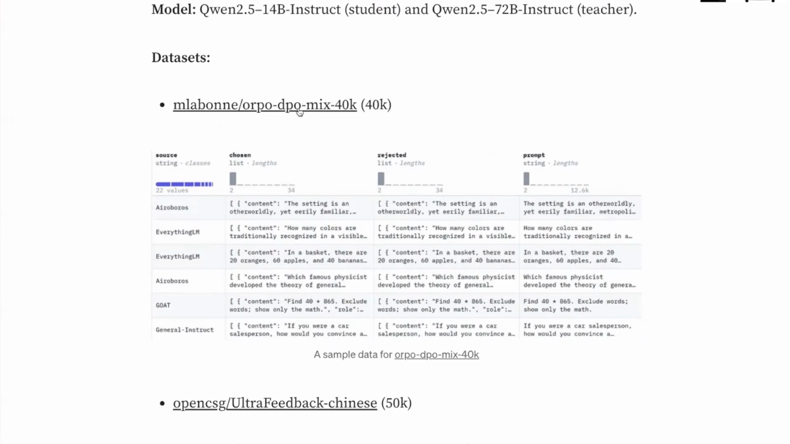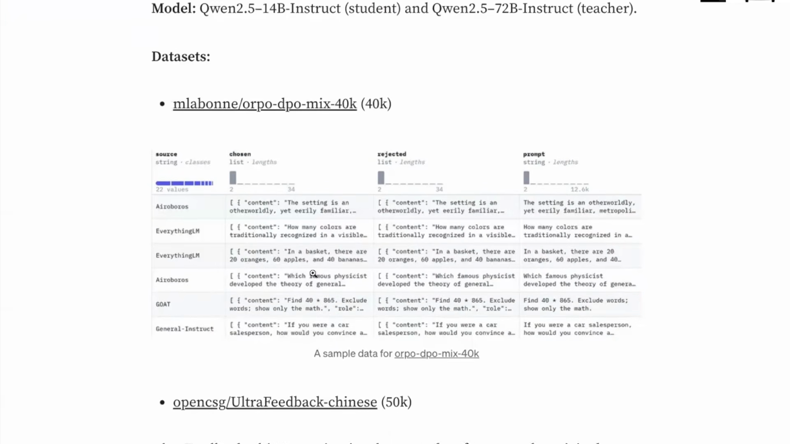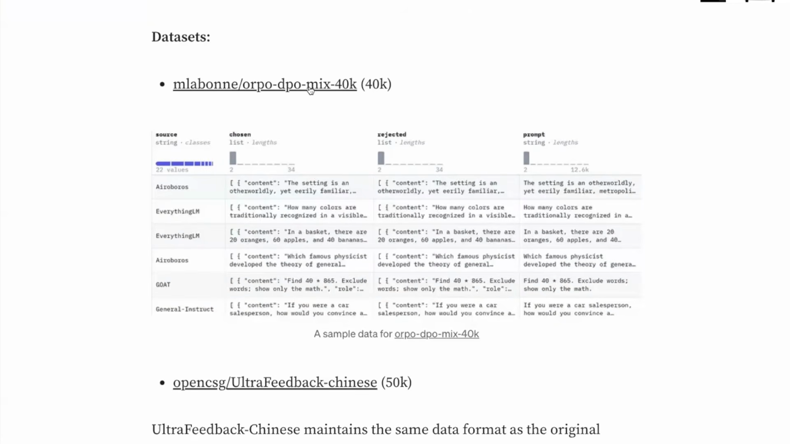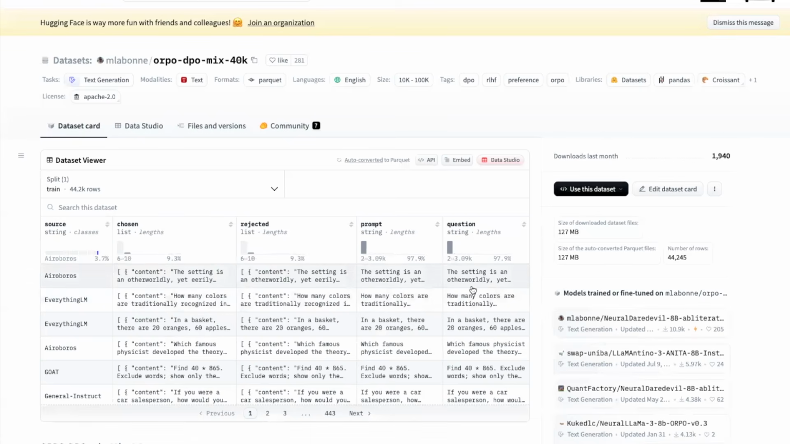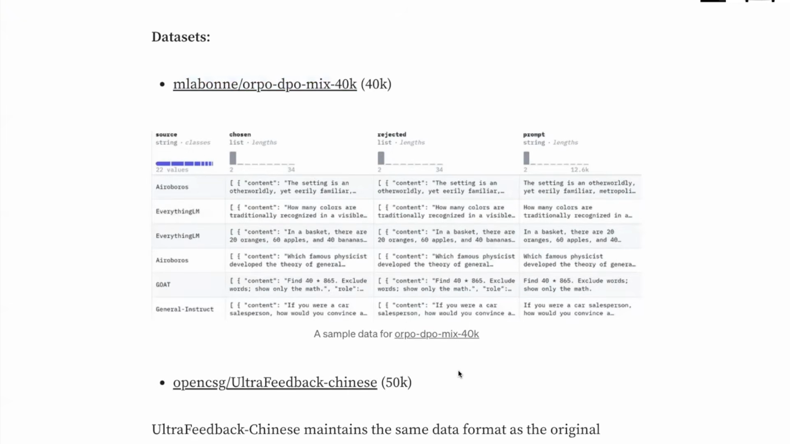So one is a DPO data set, right? ORPO, DPO, yeah. This data set was originally proposed for direct preference optimization algorithms. You can also click the link to go to the Hugging Face data sets and see what the data looks like. You have your prompt, and then two different responses: this is the winning, chosen one, and this is the rejected one. So this is a pairwise preference data set.